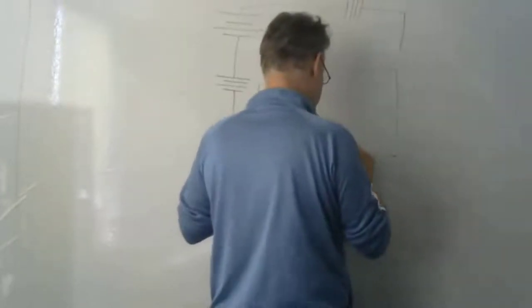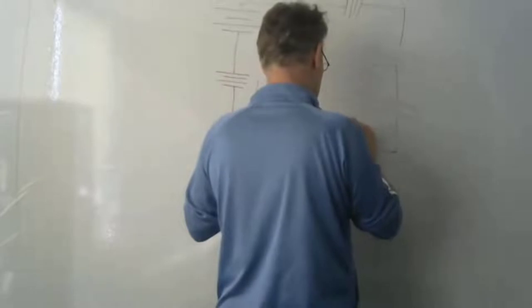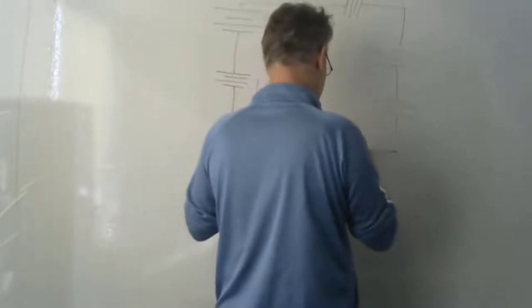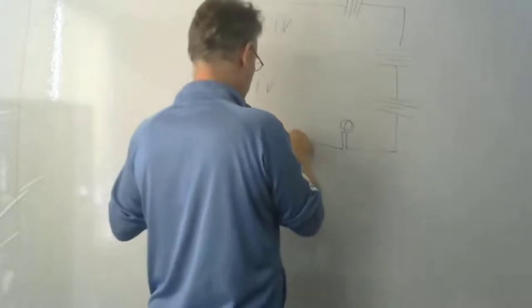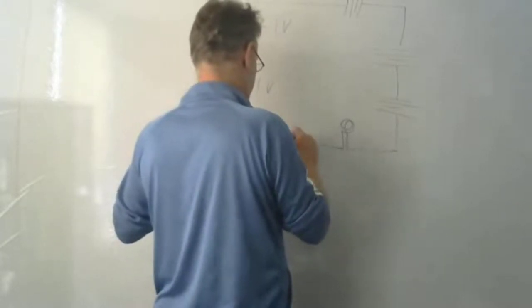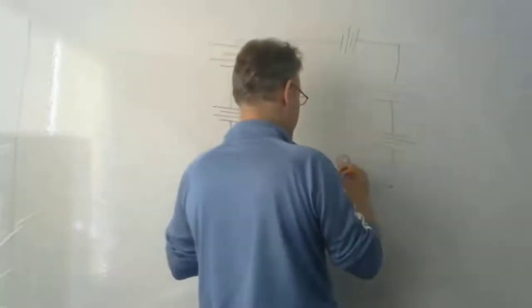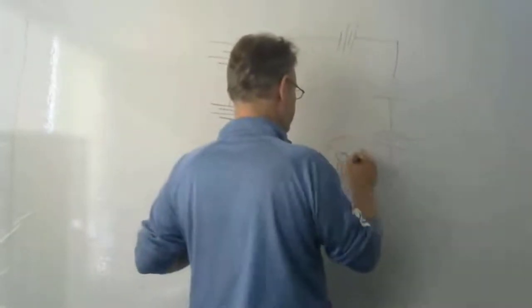And now I'm going to go over here. I'm actually going to go to a light bulb. And then I'm going to go in here. Let's put some control in here. Okay, so that's my lamp.